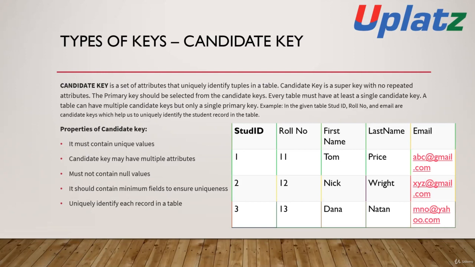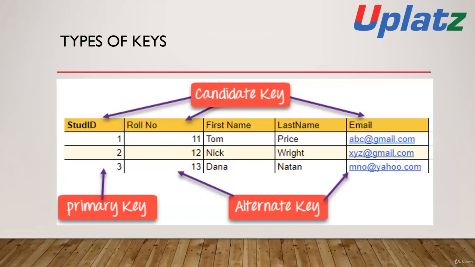It should contain minimum fields to ensure uniqueness. Uniquely identifies each record in the table. That's the main purpose of the keys.